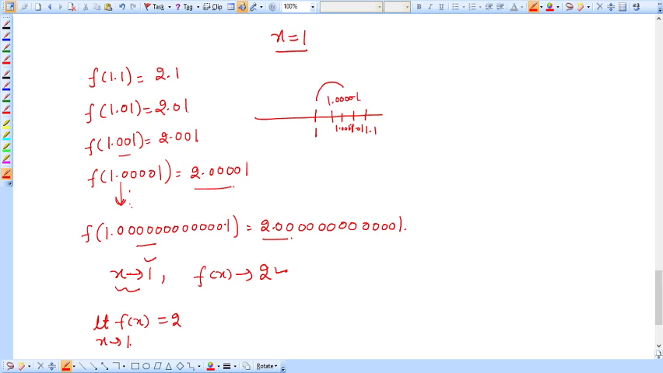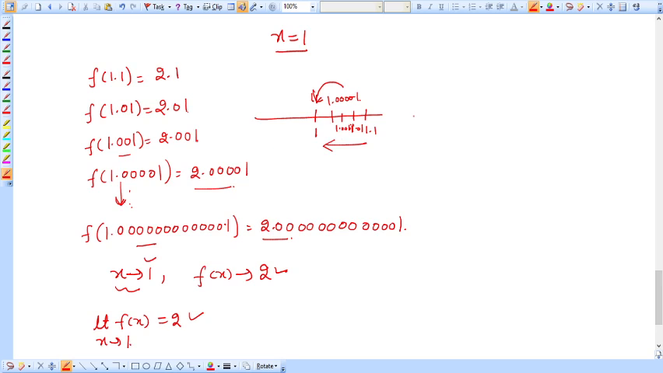In this way we are coming closer to 1, but we don't know exactly what the value of the function is at x is equal to 1. So it is just the limit of the function. This is known as the right side approach. So we are approaching x to 1 from the right hand side.